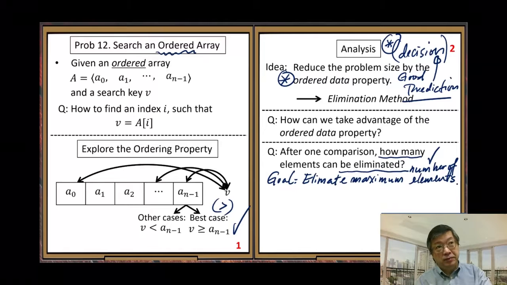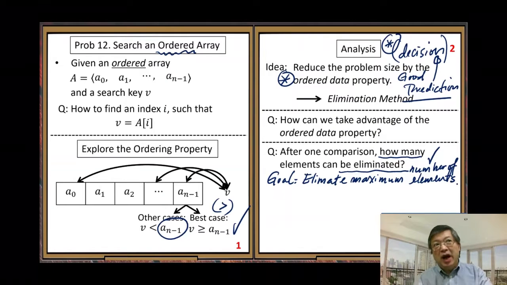Or can you eliminate? Only one. The only element you can eliminate is an minus 1. All the other elements, you need to consider, right? Still, there is a possibility v could be one of the other elements. Now, look at these two experiments. What can we get from our current experience? Can you see something interesting helping us find a solution?